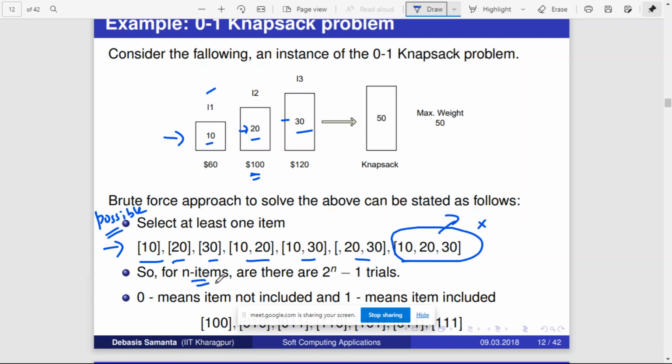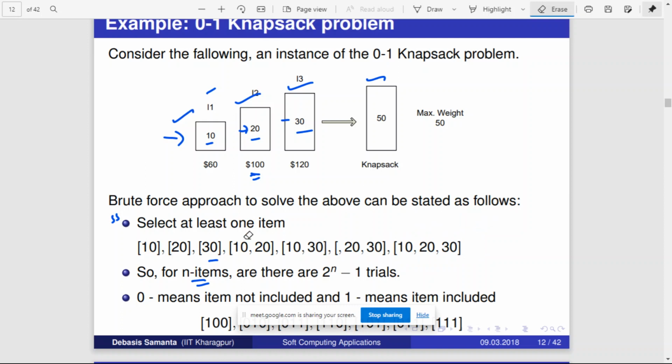So when there are n items, how many combinations are available? 2 to the power n minus 1 trials are available. Are you getting it? So in this case, how many items are there? And how many solution combinations are possible? Yeah, 7 combinations are available.